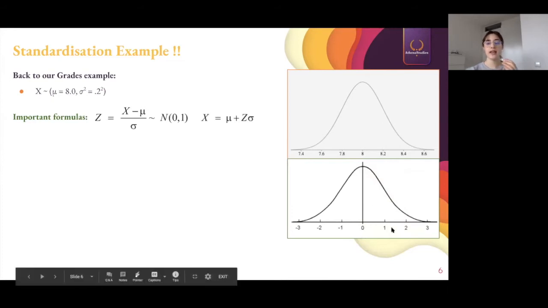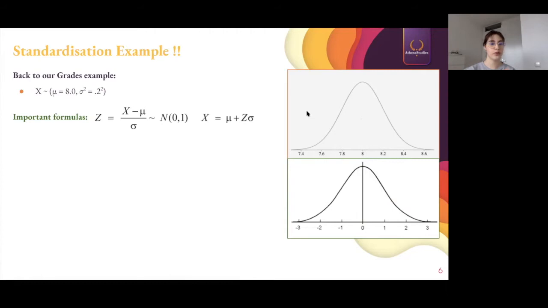So we turn this 8 into a 0, this 8.2 into a 1, this 8.4 into a 2, etc. So this is exactly how standardization works. We move from these top values in the original normal distribution, and then we standardize them in terms of standard deviations. And those are the new x values at the bottom.